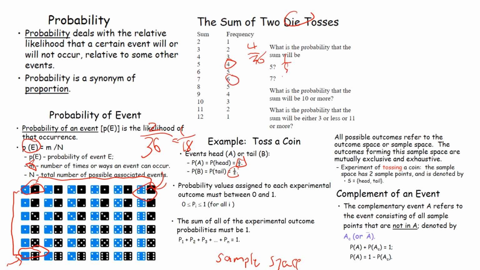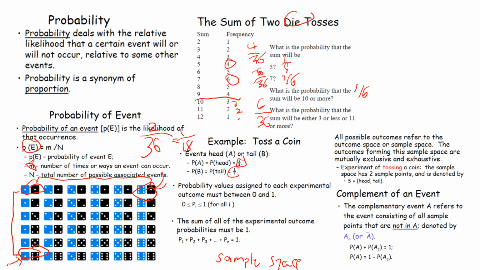6 possibilities. 6 over 36 is 1 in 6. What is the probability that it'll be 10 or more? This is pretty intuitive, right? We would just do a cutoff, so we have 3, 2, 1, 6 chances. 6 over 36, same as rolling a 7 sum. It is 1 in 6.